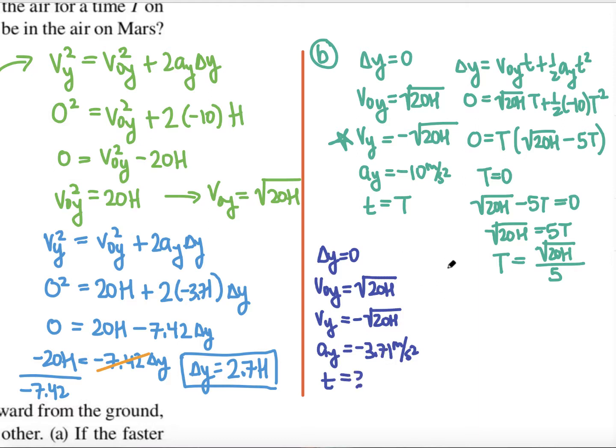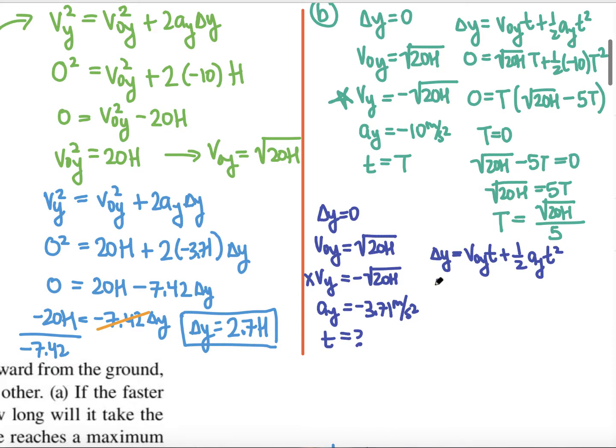Okay, so going through the same process. Let's see if we can avoid using this final velocity for now. So we're going to say, all right, delta y equals, from our second kinematic equation, v naught y times t plus 1/2 a y times t squared. Now here I'm just going to be solving for little t. So delta y is 0, v initial y is this ugly root 20 times h, times little t, plus 1/2 times negative 3.71 times little t squared.